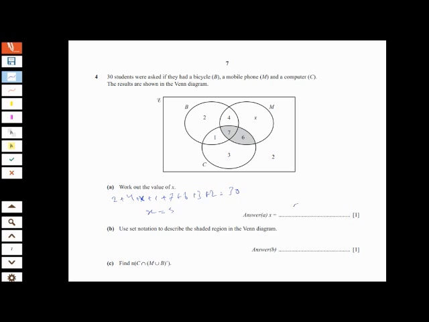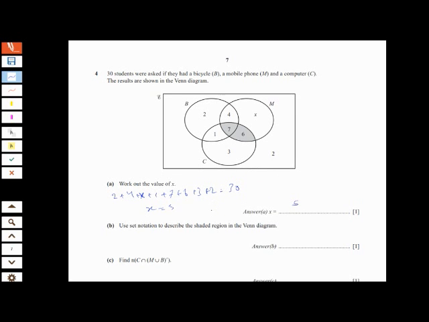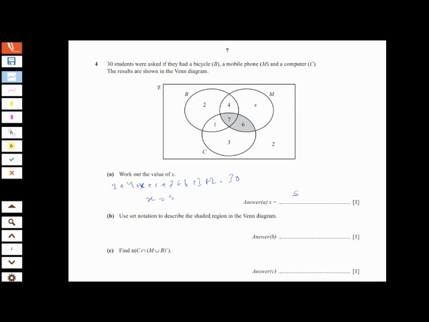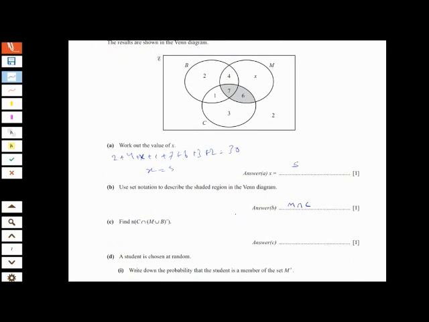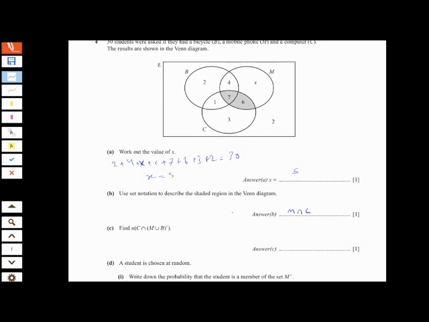Use set notation to describe the shaded region in the Venn diagram. That's M intersection C. And now find the number of C intersection M union B not. So first, where's M union B not? These. So you cancel them. And then intersection C, which is what they're talking about.